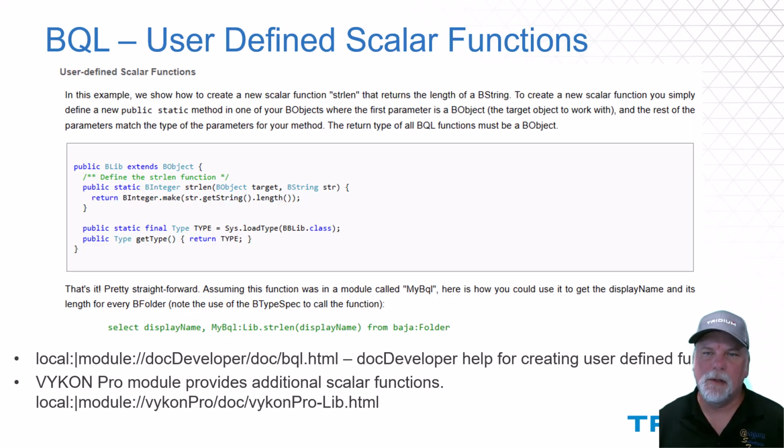There's also an option for you to create custom scalar functions, and this is covered in the doc developer. You can create your own module and create your own scalar functions, which can definitely be useful. There are a number of scalar functions that exist in the Vykon Pro module. If you have access to those modules, you can check out the help topic on the lib class, and it has information about using those scalar functions.